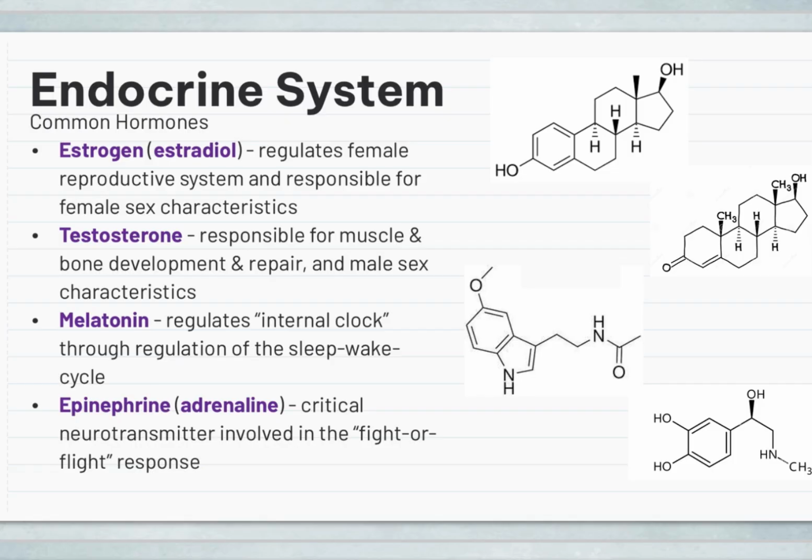Common hormones. These are the primary ones that we see all throughout the endocrine system, and these are the only ones that we actually need to know for the test. The first is estrogen, which regulates female reproductive systems, and it's responsible for female gender characteristics. Testosterone is responsible for muscle and bone development, as well as repair, and male gender characteristics. Melatonin regulates our internal clock through the regulation of our sleep-wake cycle.